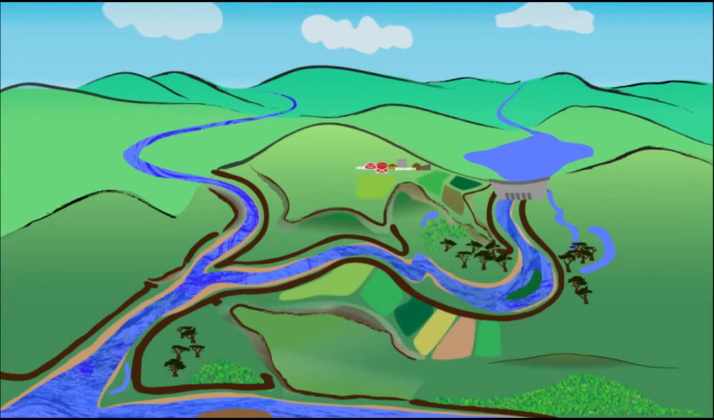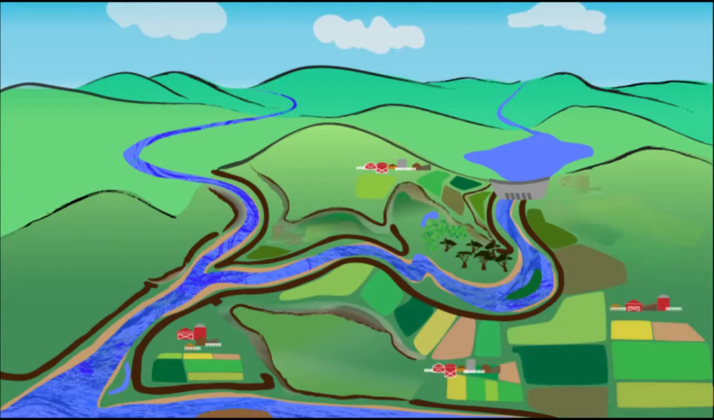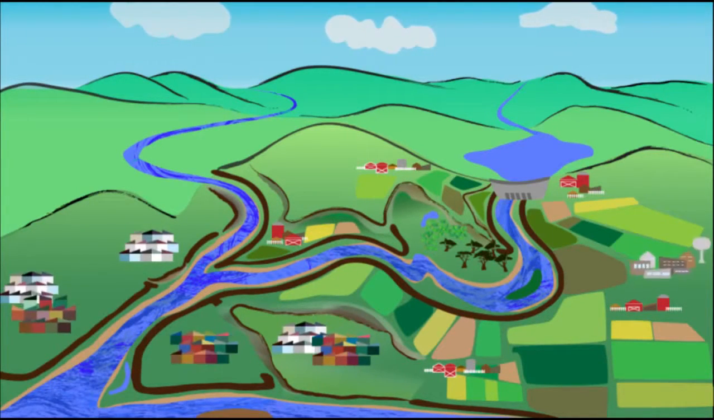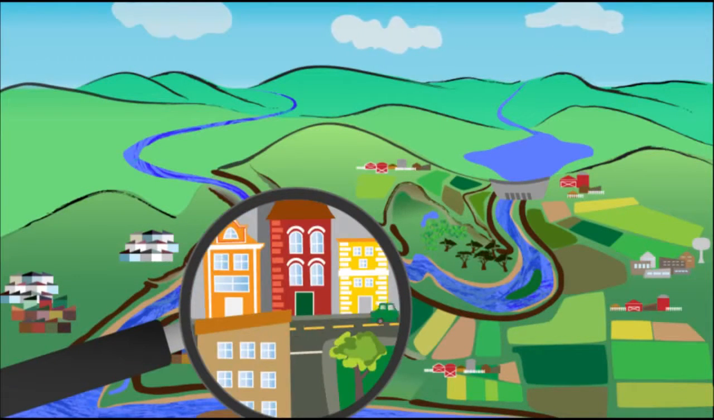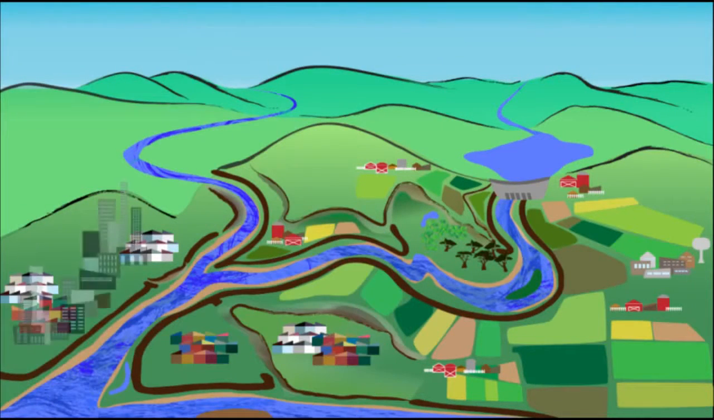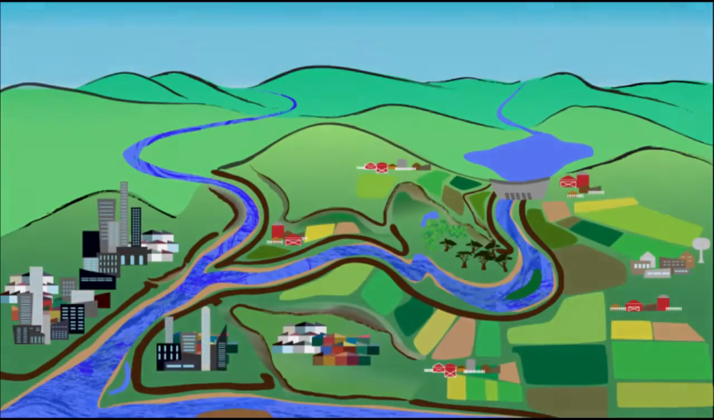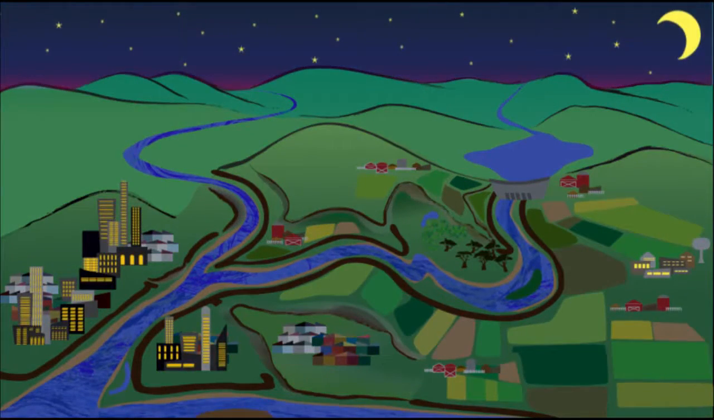With these structures in place, floodplains can be farmed with a reduced risk of flooding. With a sense of security created by dams and levees, communities often grow within floodplains too. Over time, some towns within floodplains grow into cities.